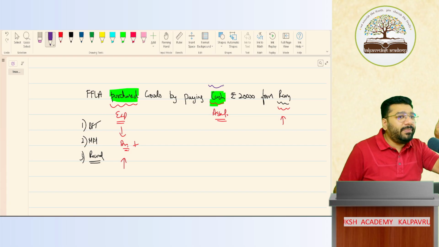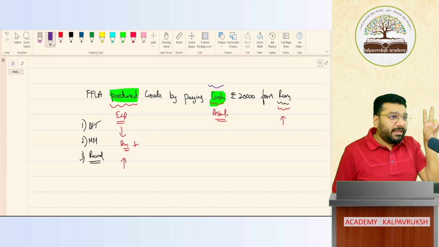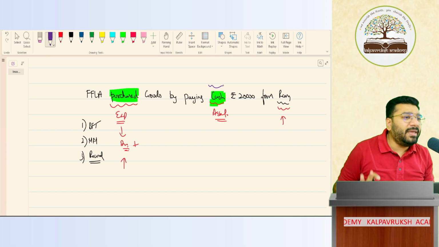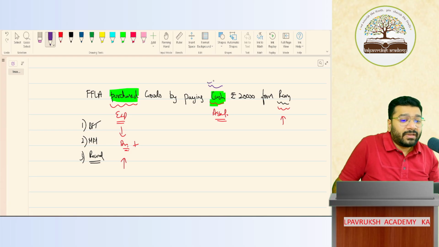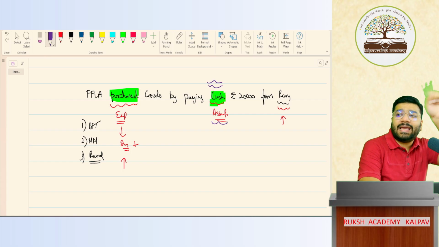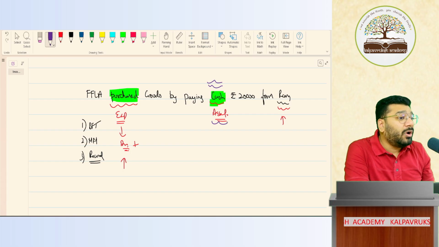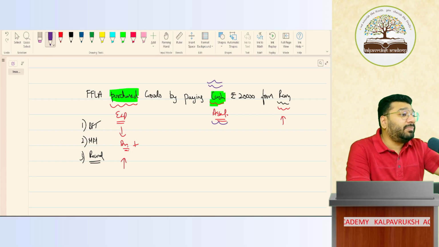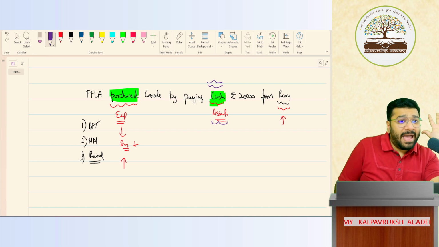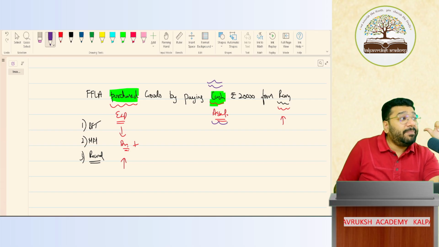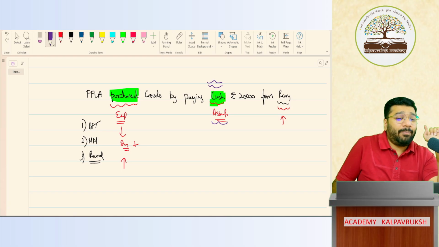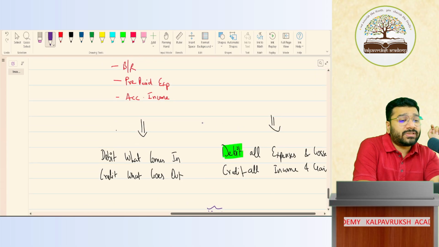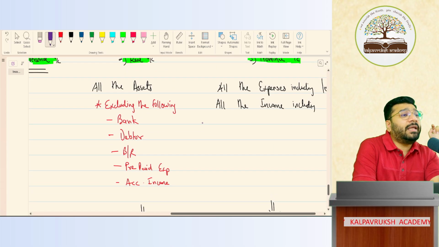If one account is debit, there are two accounts in total, so automatically the opposite will be credit. But we'll not do it that way. We'll understand the logic. Cash is an asset classification. All assets will go to real account except five. Which five? Bank, debtor, bills receivable, prepaid expenses, accrued income. Does cash come in the five exclusions? No. So cash will go to whose house? Real account. Cash is going to real account.